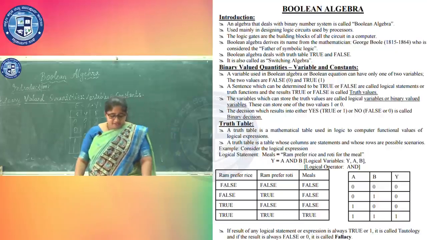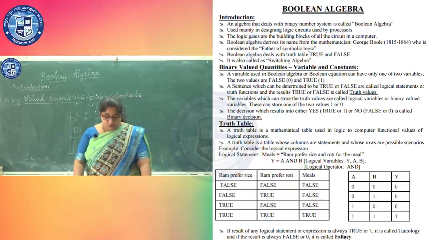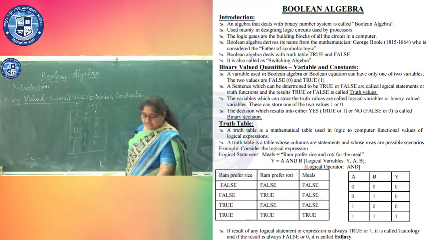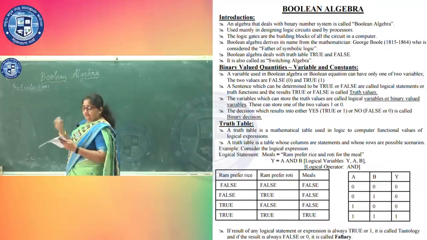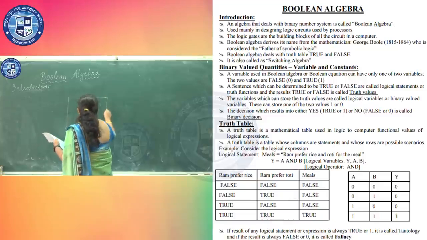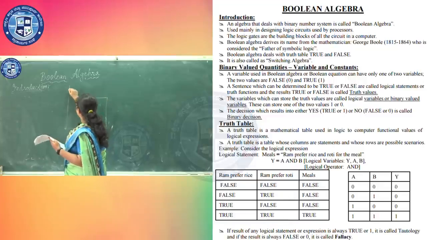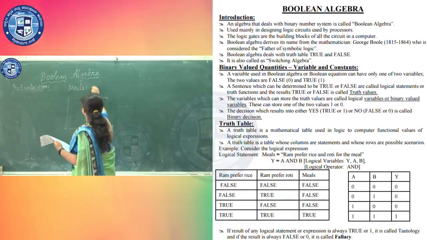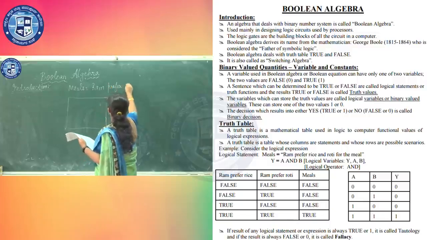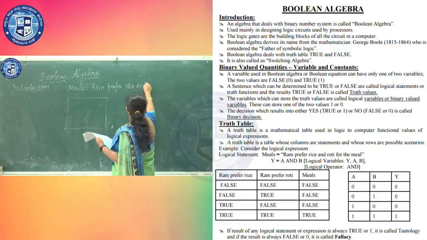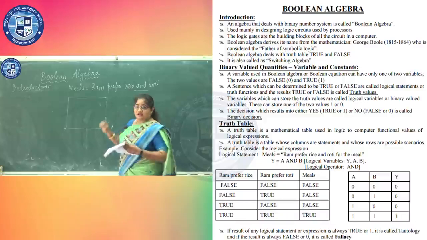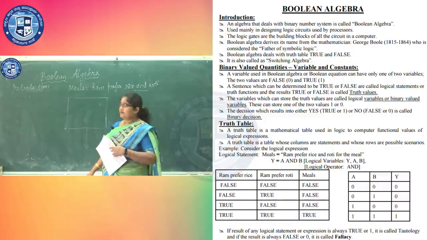So, next point is, a truth table is a table whose columns are statements and rows are the possible scenarios. That I will be explaining with an example. We have an example on the Word document also. That is meals, wherein Ram prefers rice and roti.